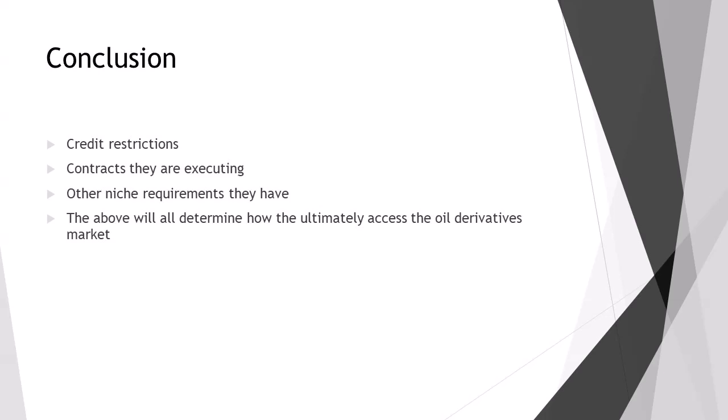So for example, if I was a US trader with a Midlands physical oil field, then I'd probably need to go to a broker to access someone who's able to offer me the correct terms of contract, rather than go directly to the exchange. So, as mentioned here, the credit restrictions, the particular contracts and the niche requirements will all determine exactly how the oil trader will access the derivatives market.